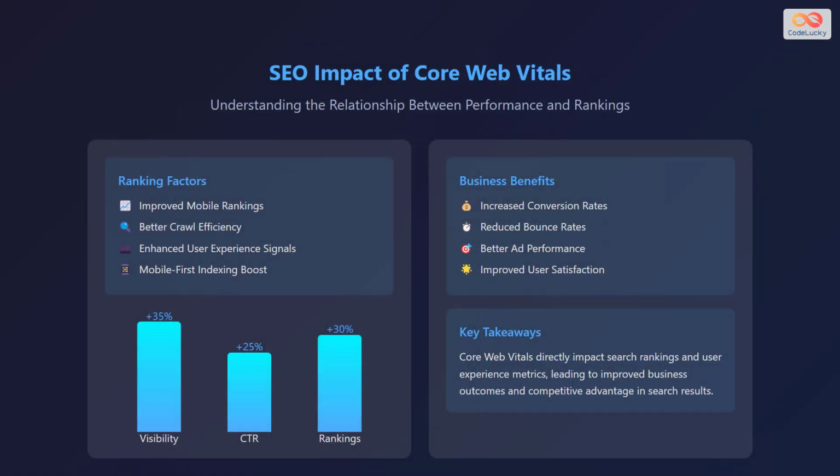Core Web Vitals have a direct impact on search engine optimization. Improved Core Web Vitals can lead to improved mobile rankings, better crawl efficiency, enhanced user experience signals, and a boost in mobile-first indexing. These improvements result in business benefits such as increased conversion rates, reduced bounce rates, better app performance, and improved user satisfaction. Therefore, optimizing Core Web Vitals is crucial for achieving better search rankings and improving user experience, ultimately leading to business success.